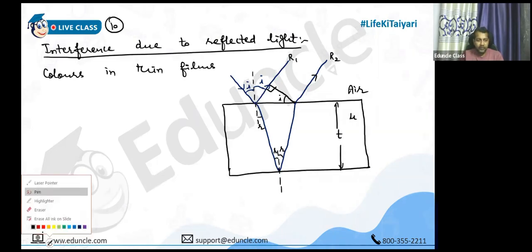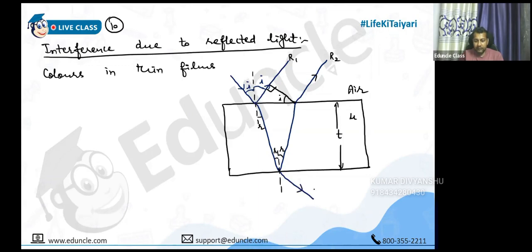And then there is a transmitted ray like this, T1. And there is interference in the transmitted system also, if this ray also comes like this. Okay, but that we are not studying. Reflected and transmitted systems are complementary. Okay, the diagram is clear. So we only require t, r, and mu. Okay.